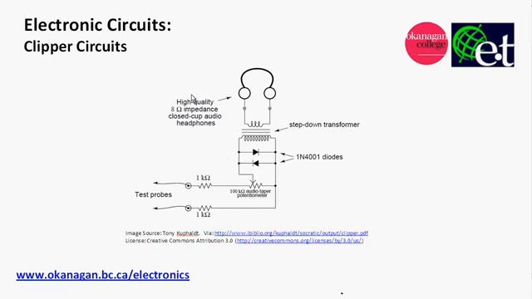A clipper circuit is a circuit that either cuts off or clips a part of an AC signal. Diodes are typically used to do this, and you can see in this little circuit here, this is a circuit to prevent a signal from driving these headphone speakers too loudly. And these two diodes here are going to clip off any signal that's above their particular voltage, depending on what kind of diode we're looking at here. We're going to look at a few examples of how these clipper circuits work.